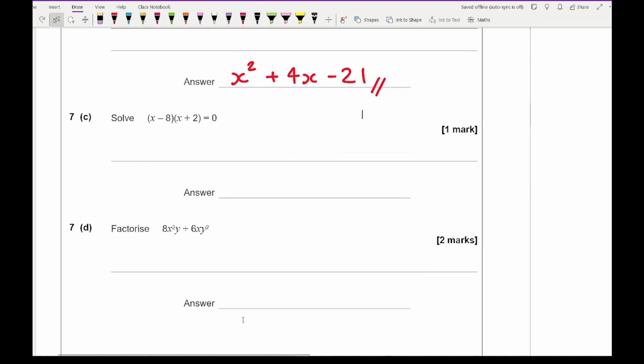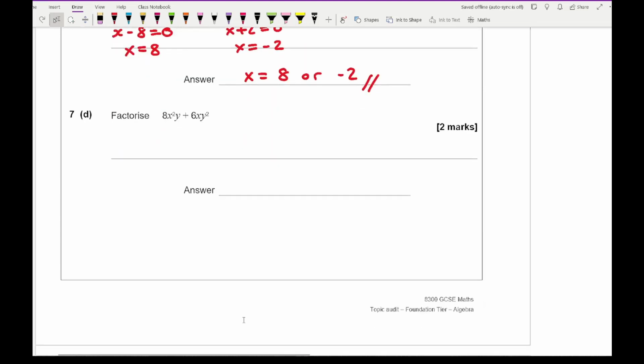Then moving on to 7c, we just want to solve this. So again, we make each bracket equal to 0. So here we take the 8 over to the other side, so we get x equals 8. And then if we do the same for the other bracket, we end up with x equals minus 2. So x equals 8 or minus 2.